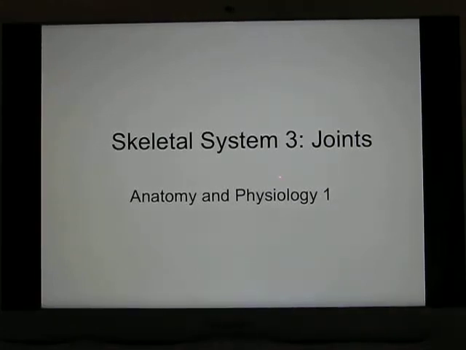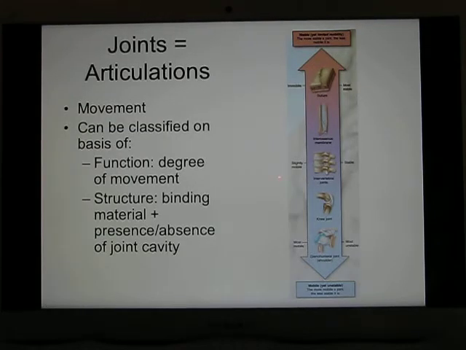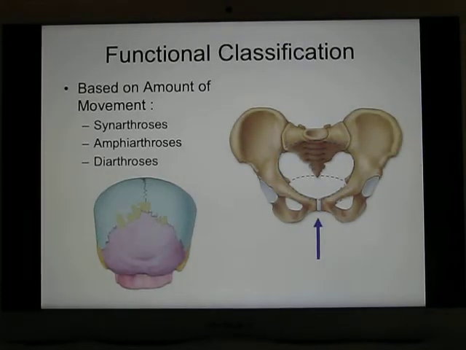Okay, let's get started. We're in the skeletal system 3. Joints, also called articulations, is where the bone connects to the bone. So we can put them into different categories based on their function or based on their movement. If based on the movement, the joints can be divided into 3 different categories: synarthrosis, amphiarthrosis, and diarthrosis.